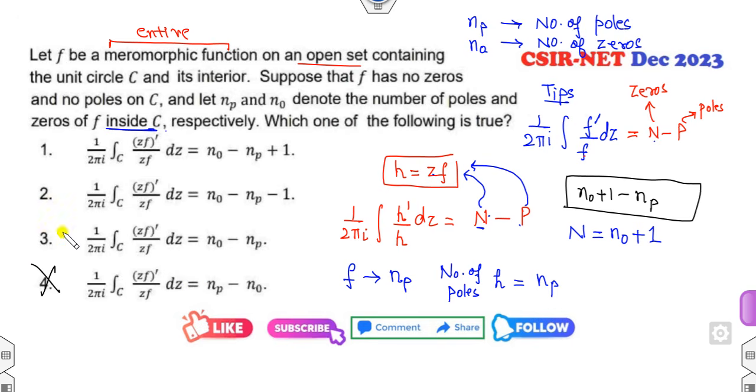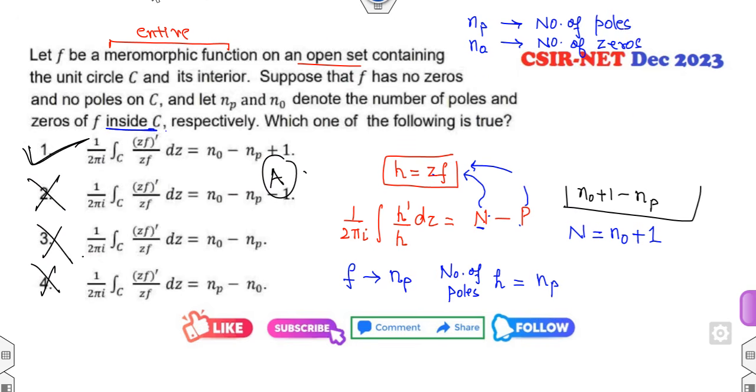So the third and fourth options are cancelled. It's plus 1, but it's minus 1. The only right option is A. Make sure, student, if instead of the h it is written this way, then the number of the zeros is the same, but the number of the poles increases by 1 because of this denominator.